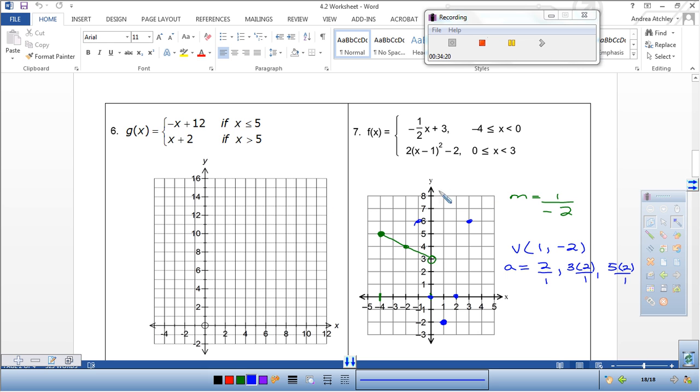It begins at 0, so I don't need that dot. And then it ends at 3, and so here's the 3. So it ends here. Okay? At the 0, it can equal it, so I can close it in. At the 3, it cannot equal it, so it's an open circle. So this is my parabola.